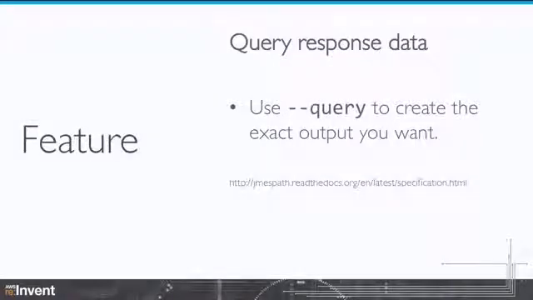So the feature here is you can use --query to create the exact output you want. We use a library called JMESPath. There's the link there at the bottom, and it has a full specification and grammar that really talks about the details of what you can do with this query syntax.